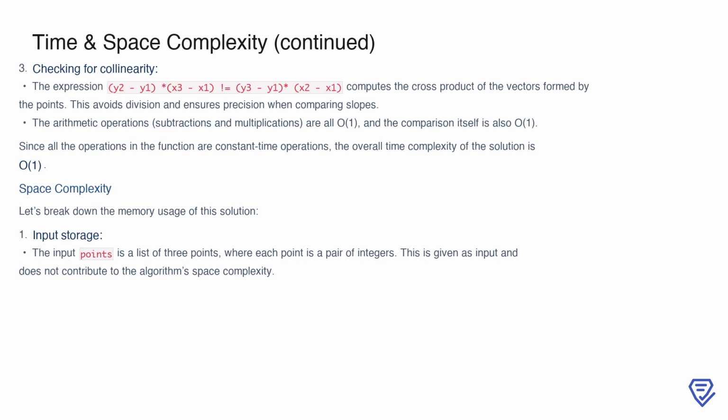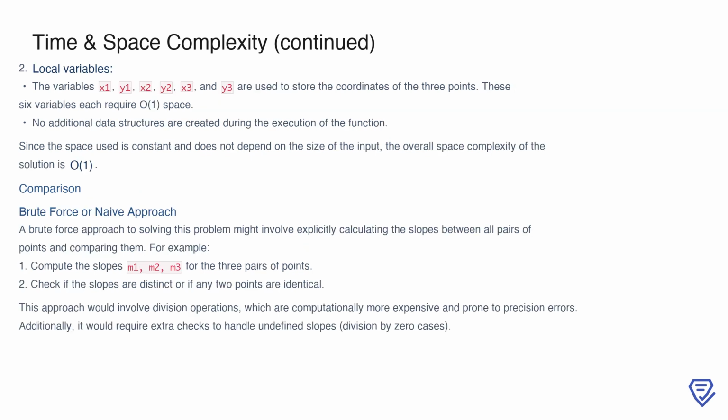Now, turning to space complexity, the input itself does not contribute to the algorithm's space usage since it is provided externally. Let's explore the memory usage in more detail. In terms of space complexity, the function uses a few local variables to store the coordinates of the points, x1, y1, x2, y2, x3, and y3. Each of these variables requires O(1) space, and no additional data structures are created during the execution of the function. This means the total space usage is constant, or O(1).